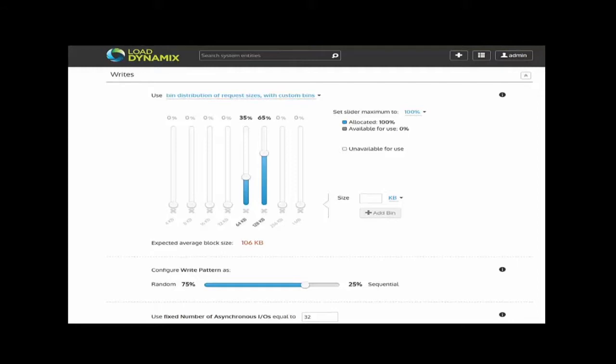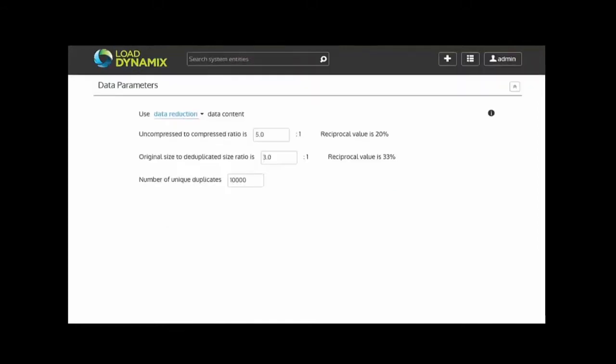As you can see, it would be very easy to do what-if scenario testing. For example, what would be the performance impact if the application used smaller block sizes? Data reduction is very important for flash-based storage systems as it can dramatically lower storage costs. It can also have a negative impact on performance even on flash systems. For this application, the customer set the compression ratio at 5:1 and dedupe at 3:1.